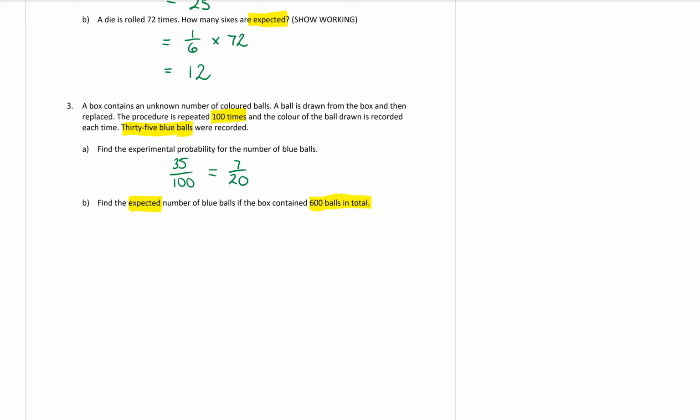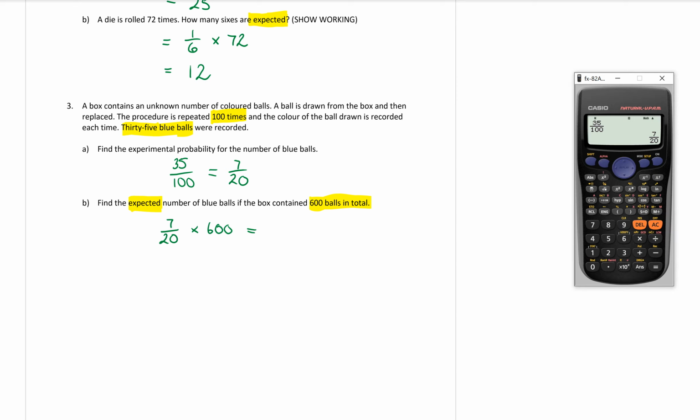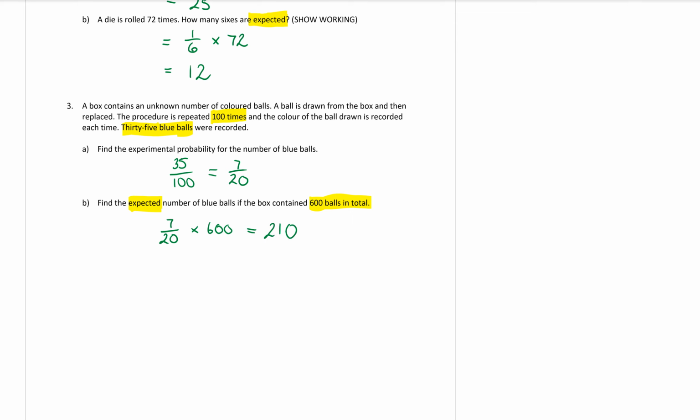So remember, to find the expected value, you take the probability. I'm going to take the simplified one, the 7 out of 20, and you multiply that by the total number, which was 600. So 7 out of 20 times by 600 means there was 210 blue balls in that box based on the experiment that was conducted.